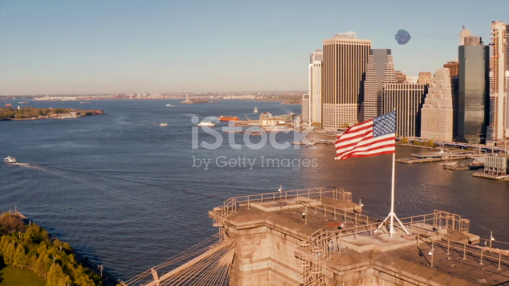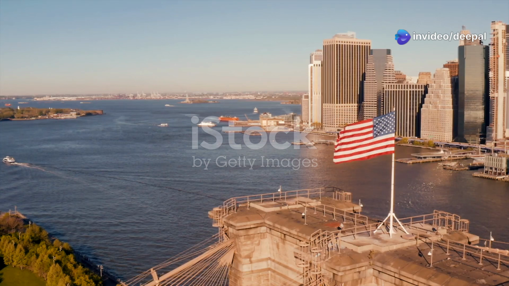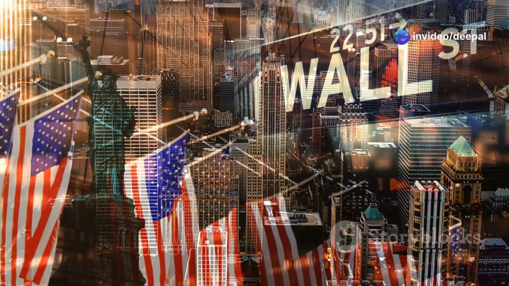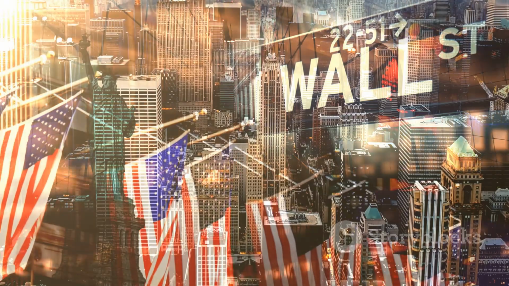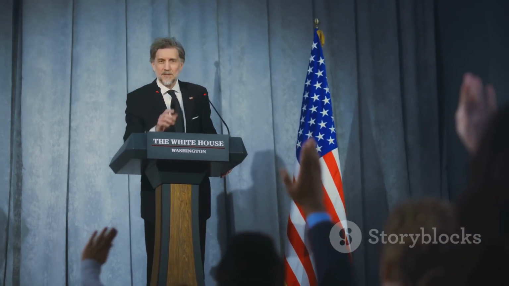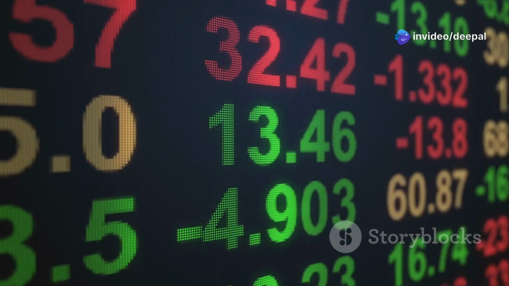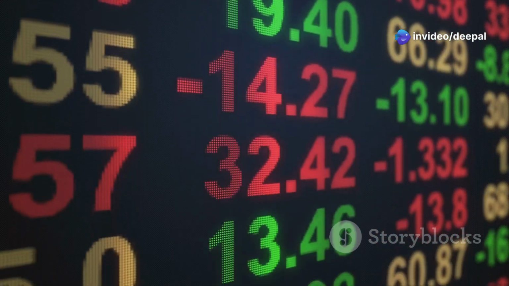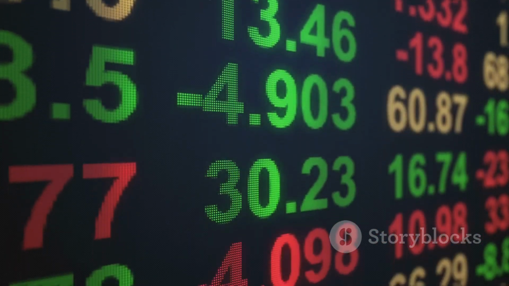Section 6. From Boom to Bust, Navigating the Late 20th and Early 21st Century. The late 20th and early 21st centuries were a time of economic boom and bust for the United States. The 1980s saw a period of economic growth under President Ronald Reagan. Reagan's policies of tax cuts and deregulation are credited with boosting the economy, but they also led to a widening gap between the rich and the poor.